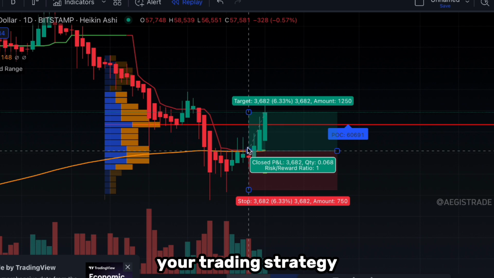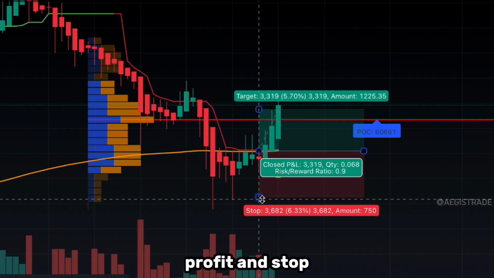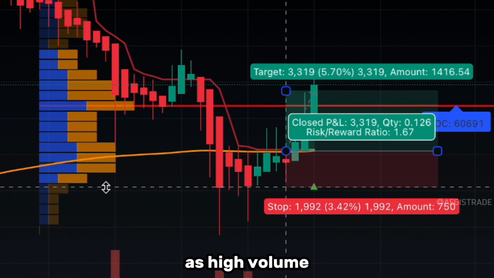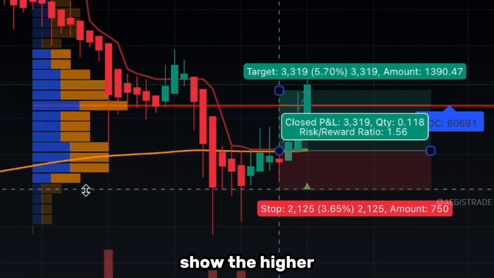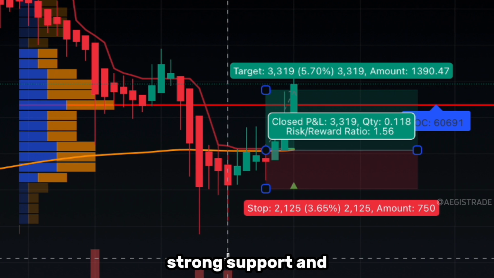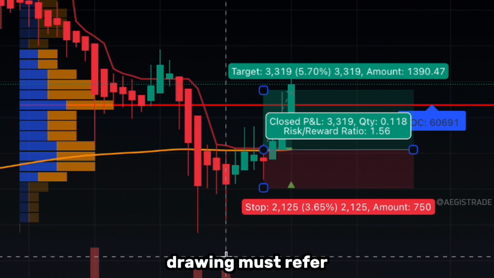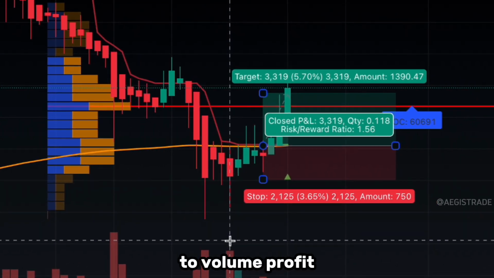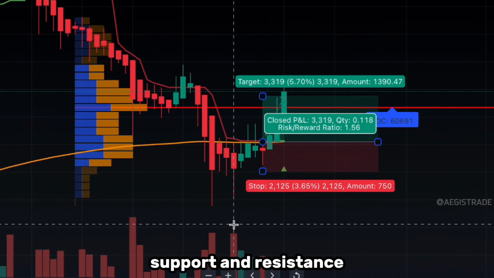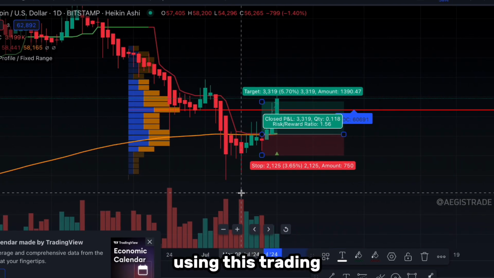It can act as a reference to plan take profit and stop loss regions, as a high volume profile shows a higher accumulation of chips at the region. This will form strong support and resistance, as the thicker the volume profile is, the stronger it is. And also, make sure that your risk-reward projection drawing refers to the volume profile support and resistance, so that you can have more confident and profitable trading using this trading strategy and indicator.